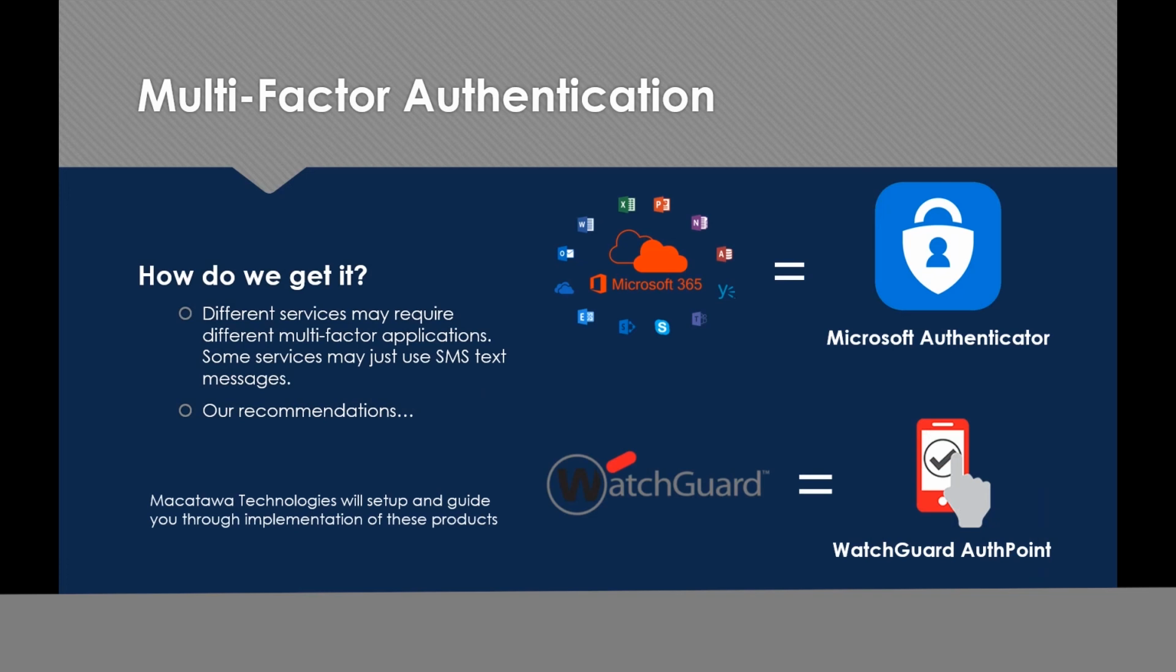So how do we get multi-factor? Different services might require different applications. Usually it's with an app on your phone. Some services might allow you to use SMS text messages to get an authentication code texted to you after you sign in. These are our recommendations. For Microsoft 365, we typically will use the native Microsoft application, Microsoft Authenticator. It is possible to set up Microsoft 365 with other applications or even SMS text messages, but we find that the best experience is using the Microsoft Authenticator.